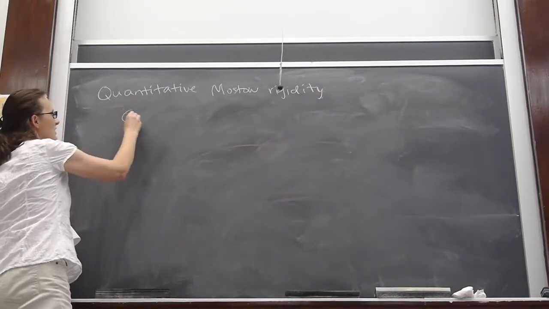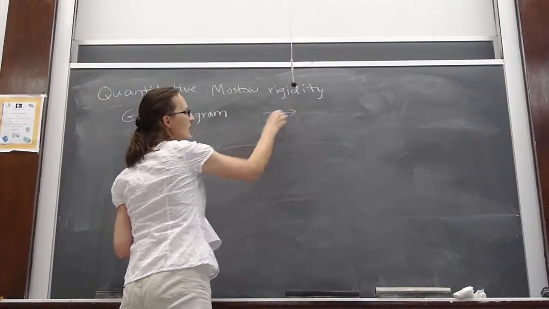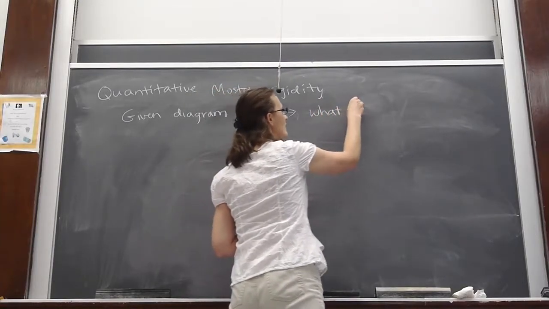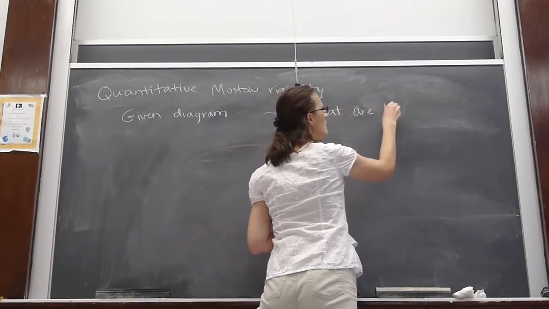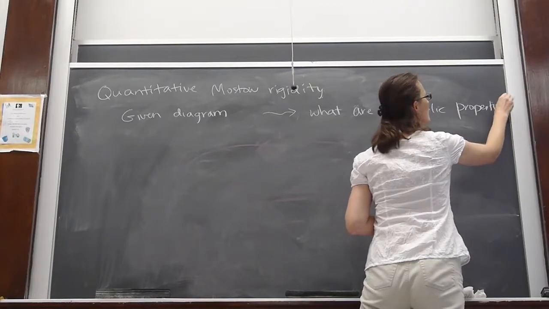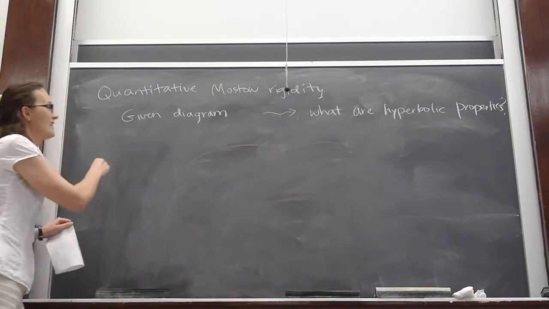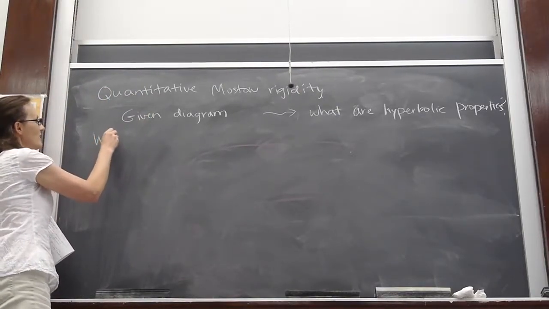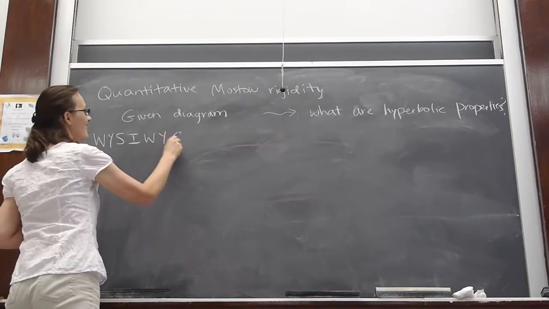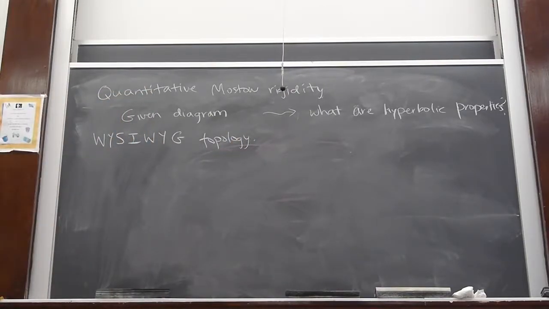So given a diagram, let's relate that to the hyperbolic geometry. What are hyperbolic properties? Okay, and so following Steve Kirchhoff, I actually call this type of problem WYSIWYG topology: what you see is what you get. That is, properties that are prominent topologically really ought to somehow show up geometrically as well. There ought to be some relations.